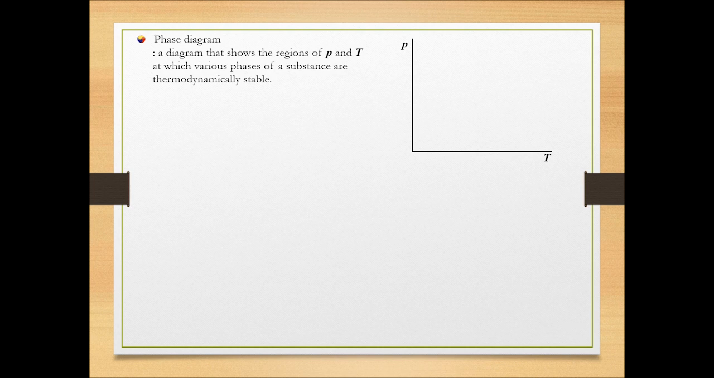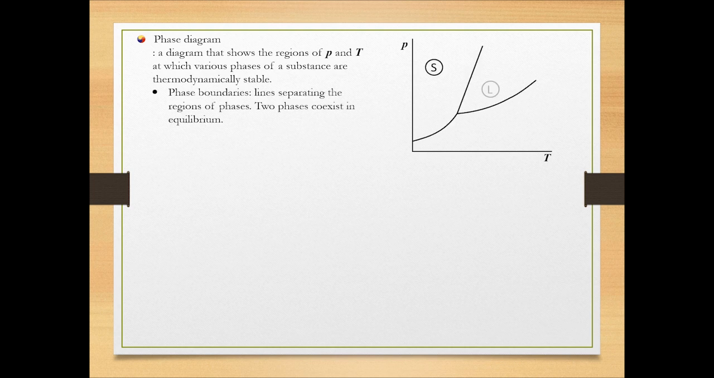A phase diagram is a graphical representation that shows the regions of pressure and temperature at which various phases of a substance are thermodynamically stable. It plots pressure on the vertical axis and temperature on the horizontal axis. In this slide, I will show you what a phase diagram generally looks like, and in the next slide, I will present 3 unique phase diagrams of 3 pure substances.